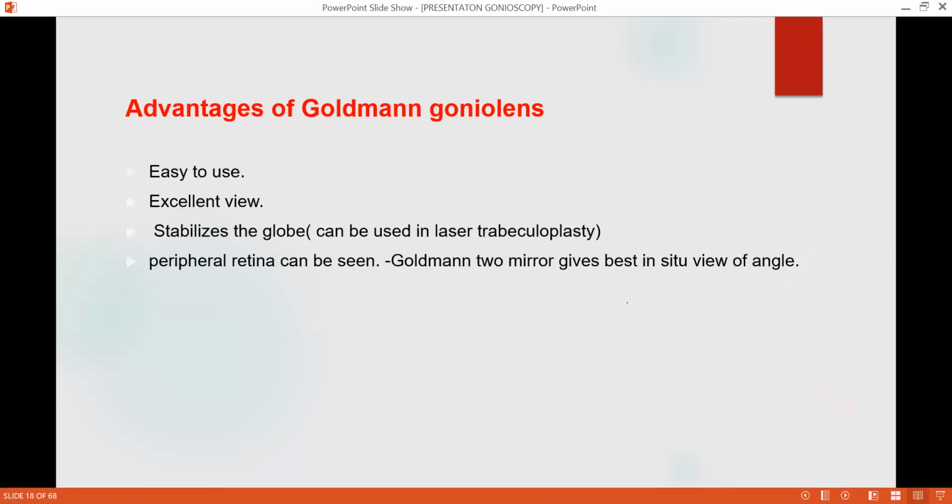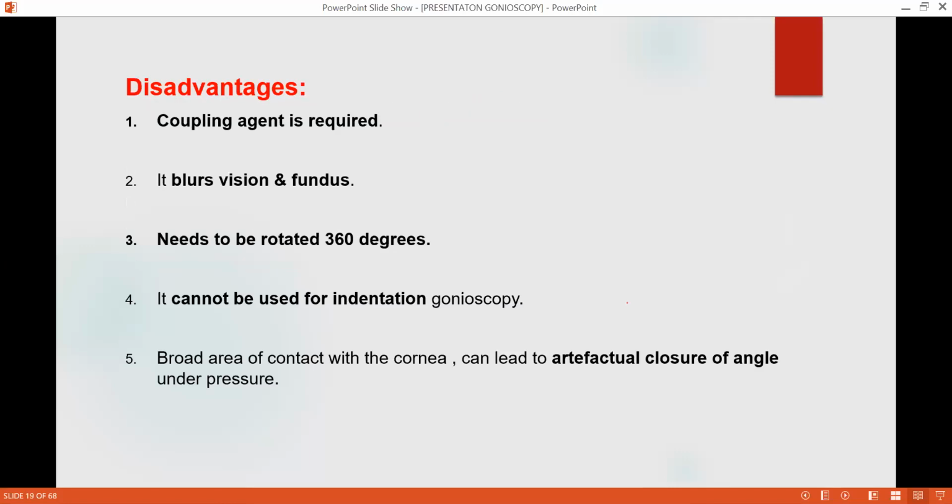You can get an excellent view of angle structure since we are using a coupling agent which forms a seal with the corneal surface. It stabilizes the globe properly and can be used for laser trabeculoplasty procedures. The 3-mirror can be used to see a peripheral retina, and in case of Goldman 2-mirror, we don't need to rotate much when we use this lens, so it gives a best view, in situ view of the angle. However, it has some disadvantages, like we need to put a coupling agent.